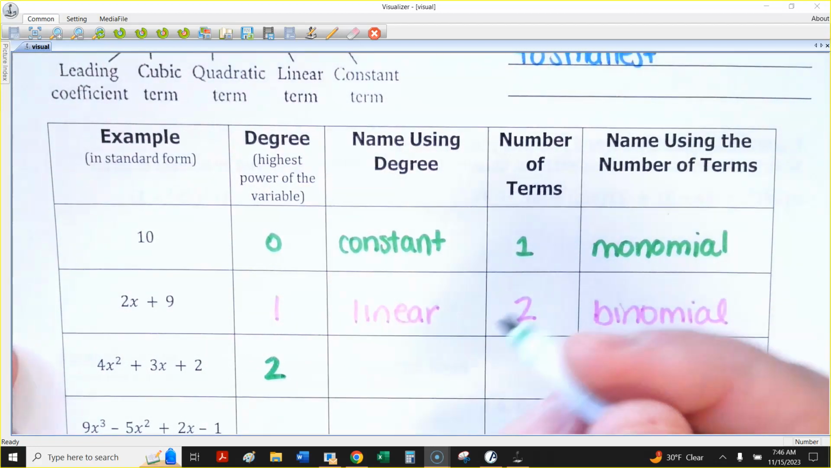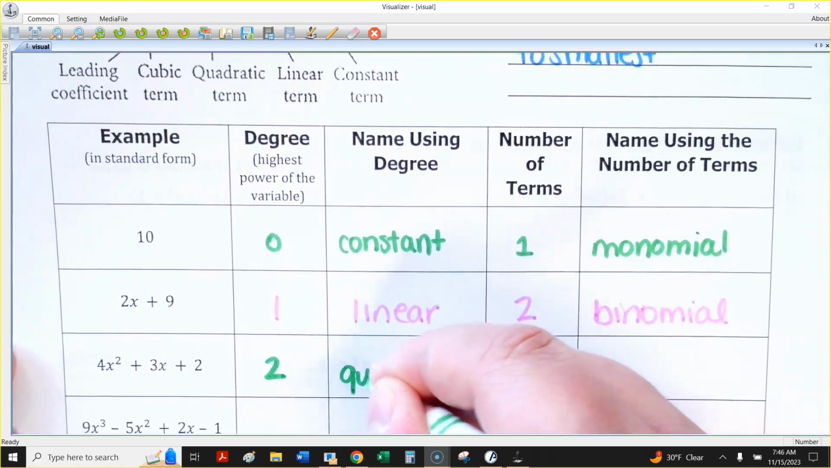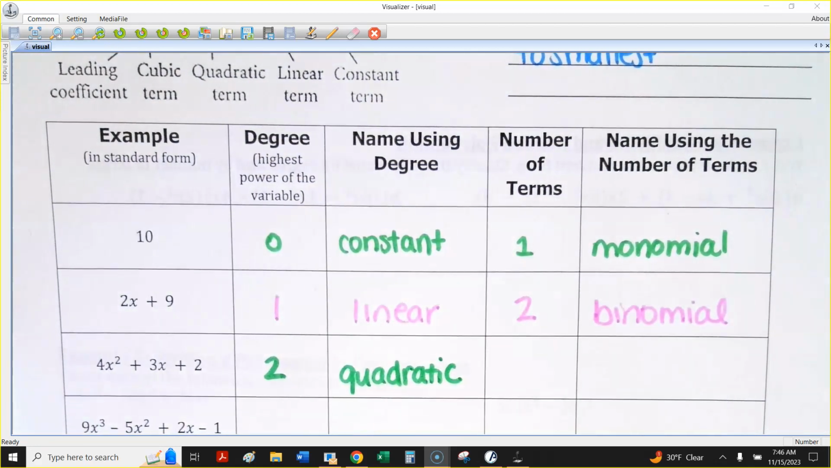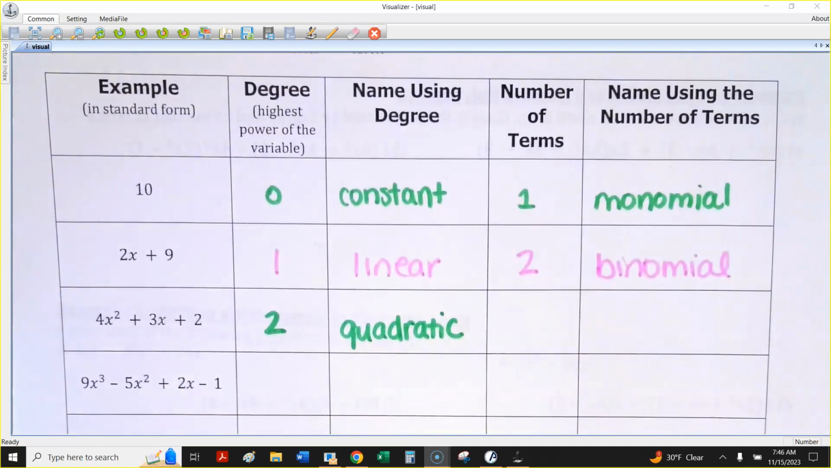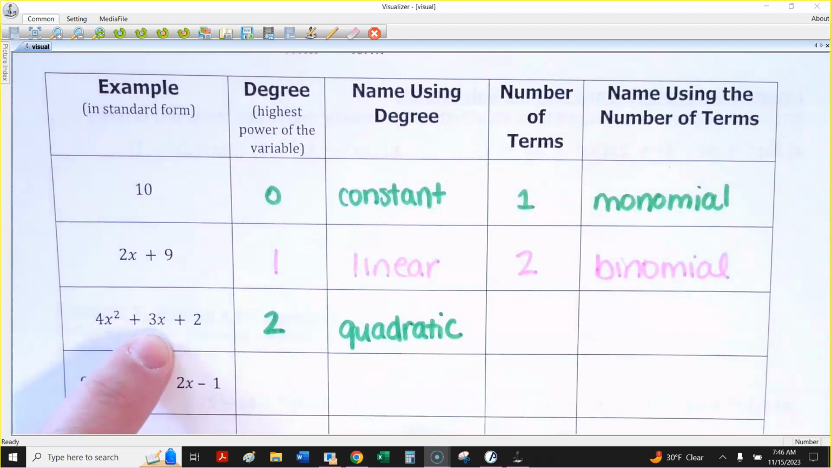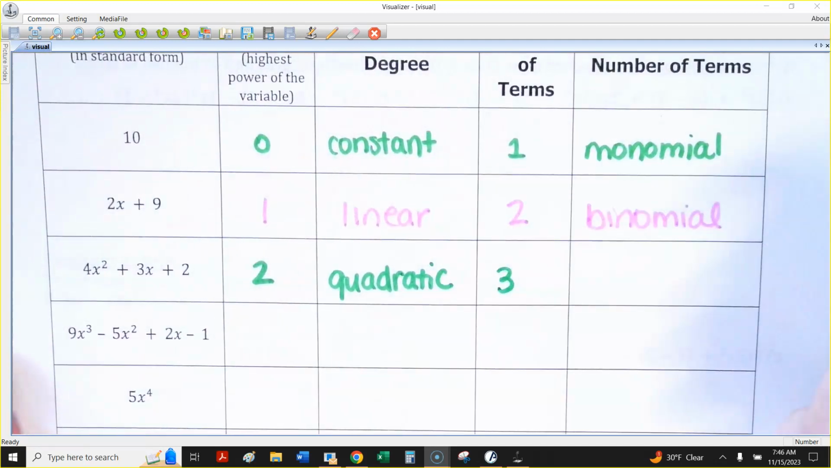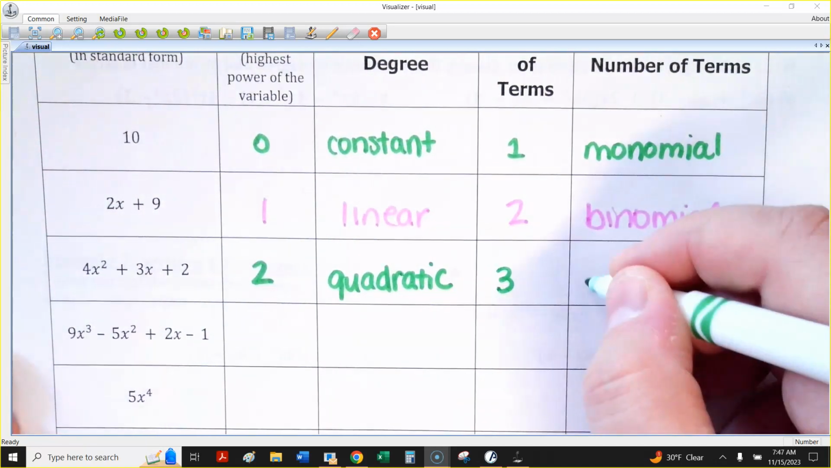And this guy, this is our whole unit we just got done with. This would be quadratic. How many terms does that one have? 3. All right, the 4x squared is a term, the 3x is a term. They're just separated by addition or subtraction. So this is 3. Do we know the name for this? Trinomial. Okay, you guys know these.